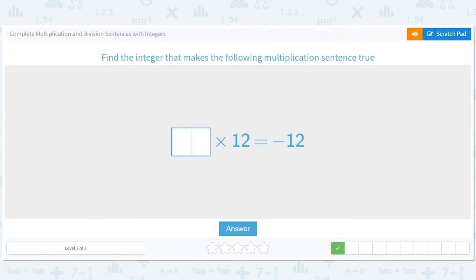Okay, how about this? What times 12 equals negative 12? Well, what times 12 equals 12? 1. Now the question is, does it have to be negative or positive? Well, if we just did 1 times 12, we get positive 12. So we need to put a negative in there.